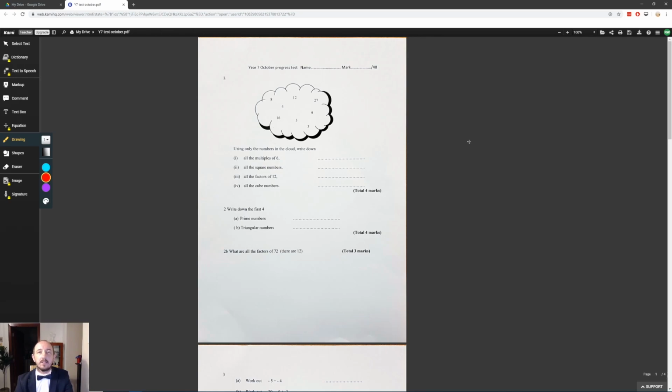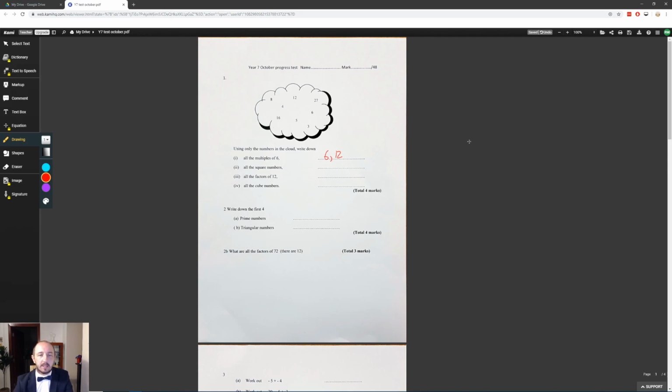Let's get started. In question 1, we are asked to take a list of numbers and identify various different factors, prime numbers, etc. Using the numbers in the cloud, all the multiples of 6 are 6 and 12. A lot of students are putting down 3 as their answer here, but 3 is not a multiple of 6, it's a factor of 6.